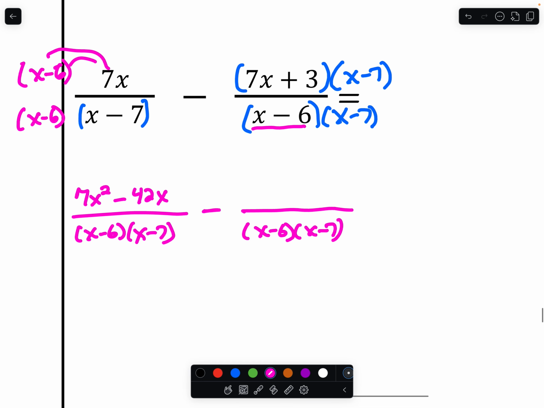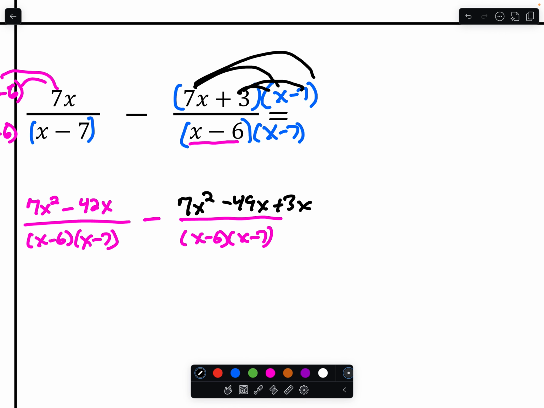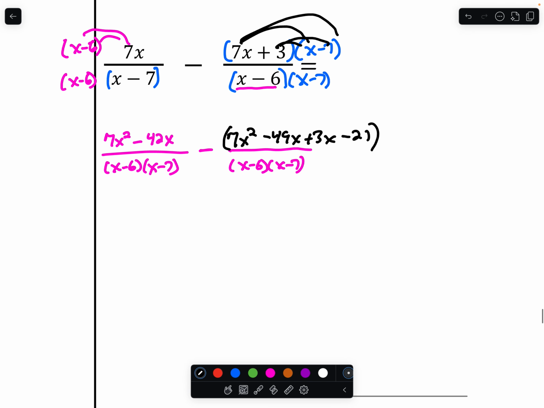Now here, we have to make sure that we understand that we're double distributing, or using the area model. I'll double distribute right now. So we've got 7x squared minus 49x, and then plus 3x, and then minus 21. This is all on the top of a fraction, so let's just keep that all together. And then we work our way and start to simplify.